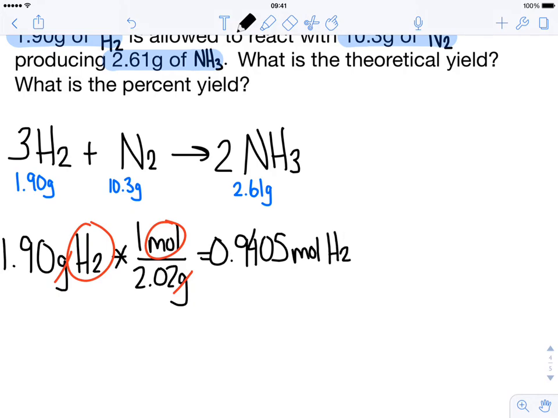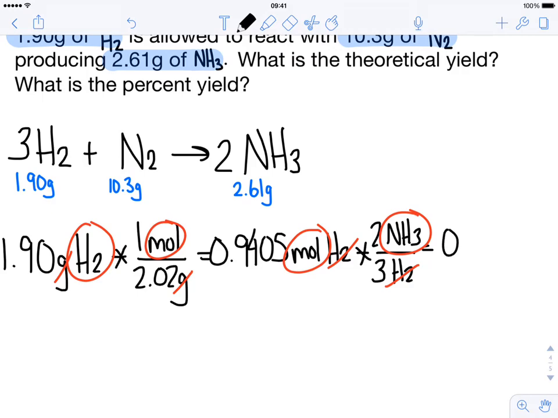Okay, now we need to convert this moles of H2 to moles of NH3, and we do that by using the molar ratio. So the molar ratio says that there is 2 NH3 over 3 H2. Now if we cancel out our units, H2 cancels with H2, and we're left with moles of NH3. So when you put this into your calculator, you should get 0.627 moles of NH3.